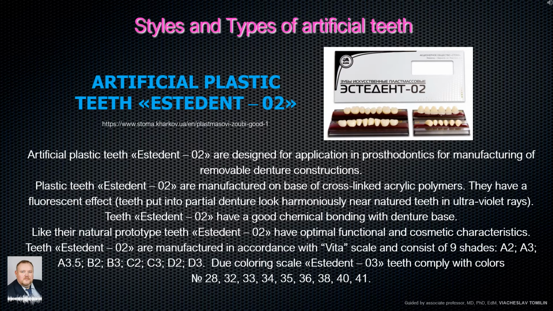Teeth Estedent O2 are manufactured in accordance with the Vita scale and consist of 9 shades: A2, A3, A3.5, B2, B3, C2, C3, D2, D3. The coloring scale of Estedent O2 teeth complies with colors No 28, 32, 33, 34, 35, 36, 38, 40, 41.